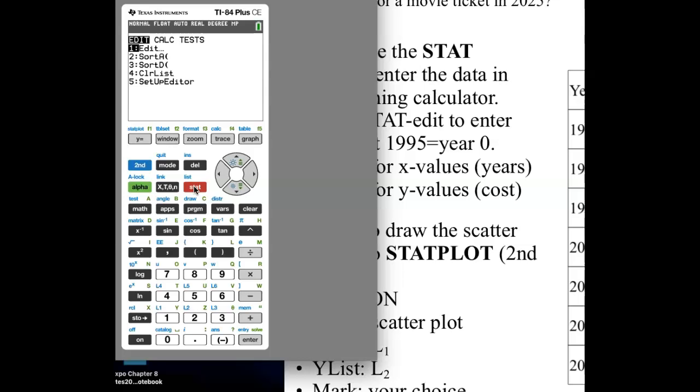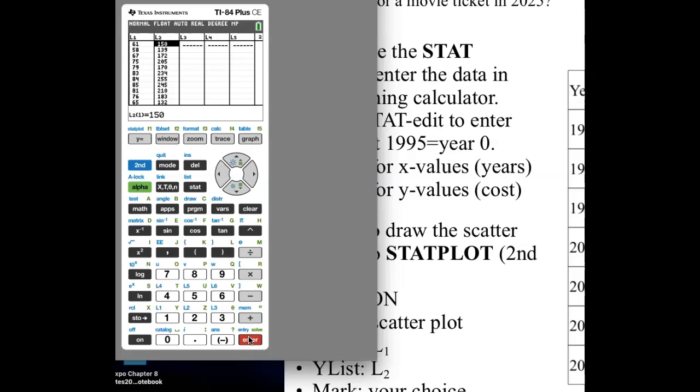I can edit, I can calculate, or I can run tests. We're not going to use the test feature at all here. We're going to use the editing and the calculating. You need to edit the table. Okay, you need to enter that data. So hit enter here. We're going to enter our data into our calculator.